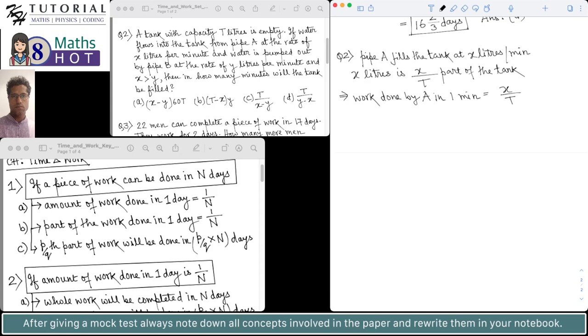Since we know that work done by a main or work done by a pipe is always a part of the whole work, work done by A in 1 minute is x by t. So this was regarding the pipe A.